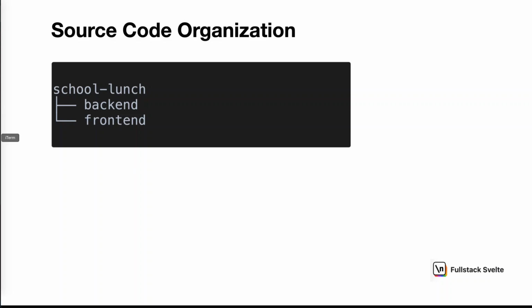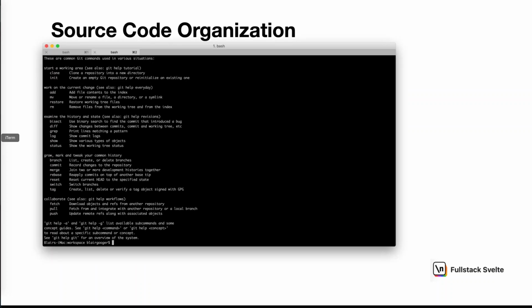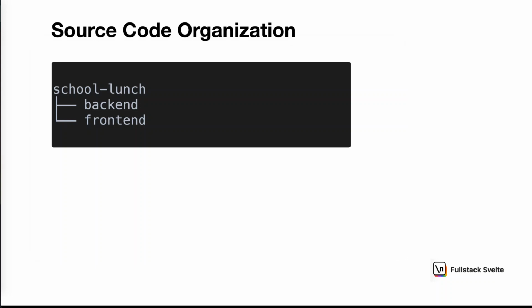So for the last step in this lesson, we can go ahead and create the overarching school lunch directory. I'm just going to run mkdir school lunch, and that'll create that directory. Now in the next lesson, we'll initialize the Svelte project, which will create the front-end directory and create a lot of boilerplate Svelte files to get a Svelte project up and running.